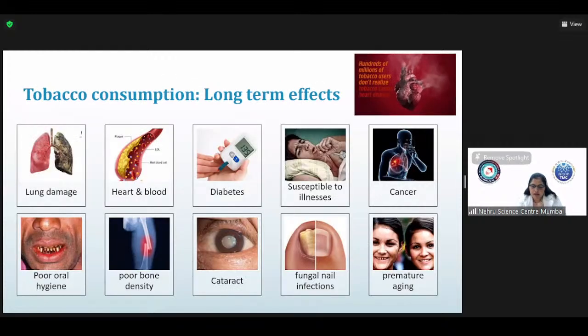Tobacco affects the heart and blood vessels, resulting in myocardial infarction, that is heart attack, and atherosclerosis due to tar and chemicals in the cigarette. And there is a 30 to 40% risk of developing diabetes. The person is susceptible to illnesses and cancer. It results in cancer of various organs. Poor oral hygiene, and the person suffers from fractures due to poor bone density, increases the risk of cataract, fungal nail infections, and premature aging.